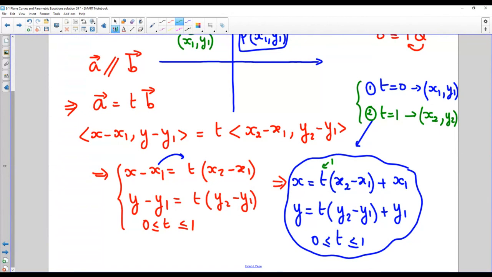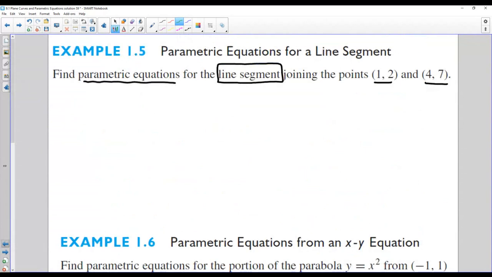You can think of t as a time. So it's x equal t multiplied by x2 minus x1 plus x1, and then y equal t multiplied by y2 minus y1 plus y1. These are exactly the same, identical. So we can apply this here. So this is x1, y1, and this is x2, y2.